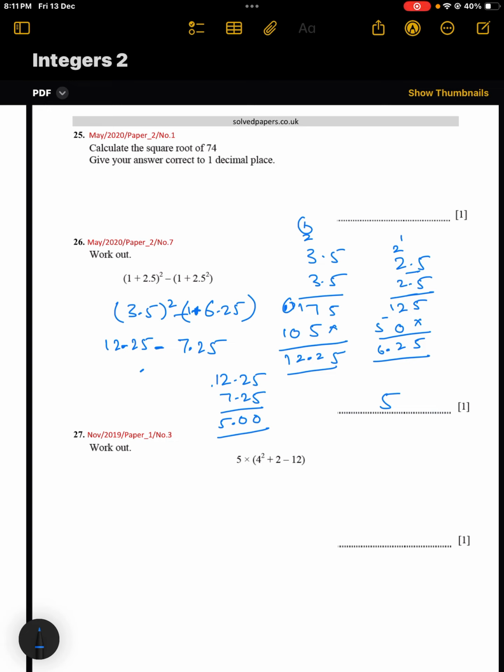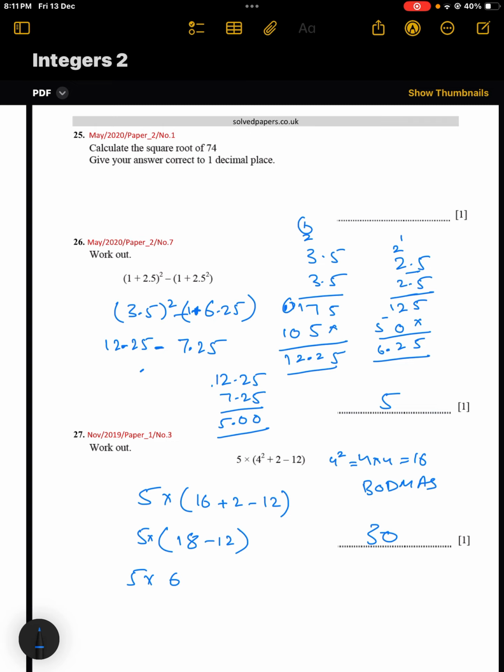Question number 27 says 5 times, in the bracket we have 4 squared, which is 4 times 4 is 16. I will write 16 here, plus 2 minus 12. According to the board maths, addition first. So 16 plus 2 will be 18, minus 12, with a multiplication sign here as well. 18 minus 12 will be 6. 6 times 5 is 30. So 30 is our answer.